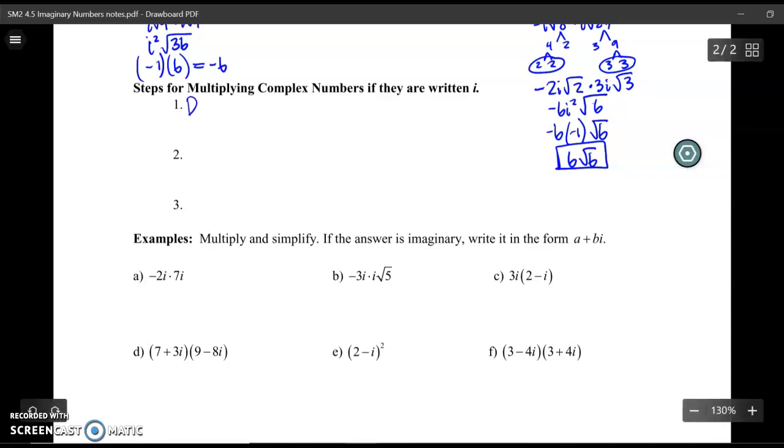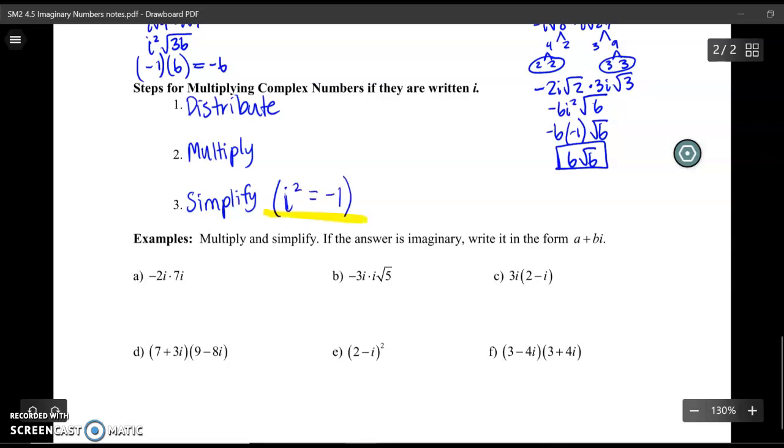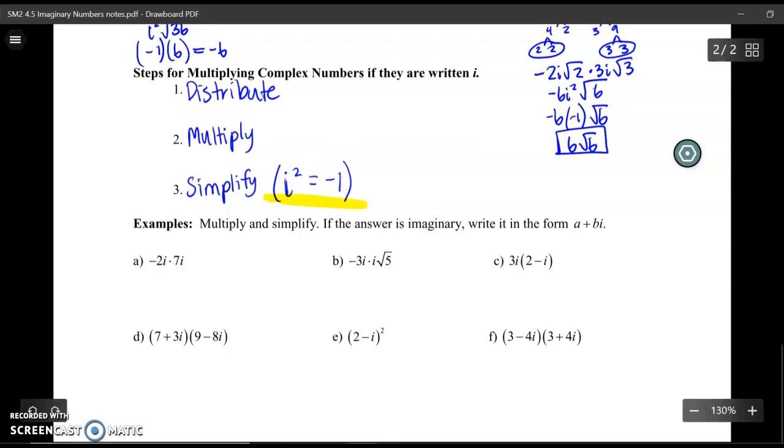So our first step is we're going to distribute the numbers, and then we're going to multiply, and we're going to simplify. So distribute, multiply, simplify. That's a common series of steps. One thing to remember that's important in simplifying is that we're going to be converting all of our i squares to negative 1. Okay, so that's a key component of simplifying these ones. So let's go ahead and take a look at what that would be.